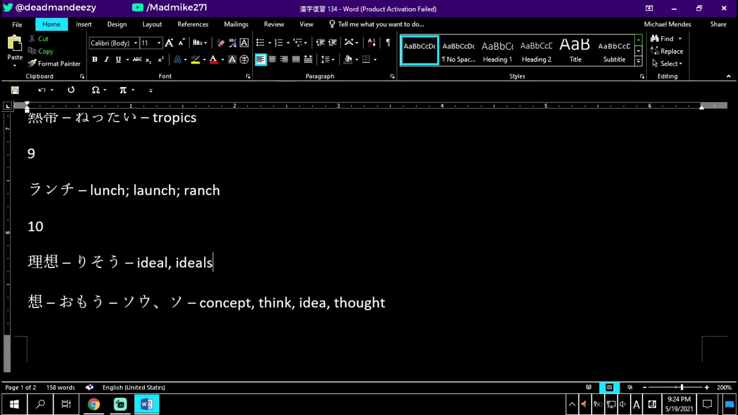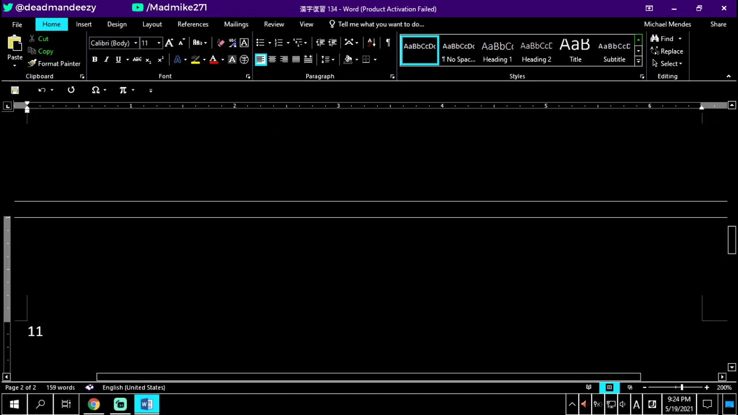Riso. A concept, an idea, or an ideal. One's ideal. So, number 11 for today.